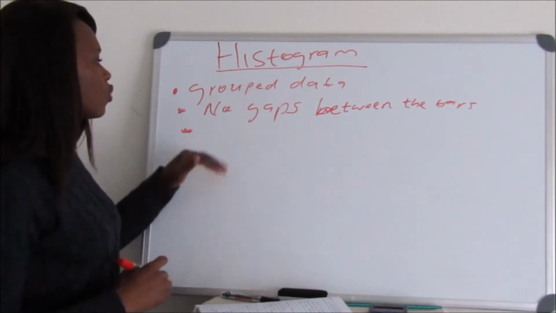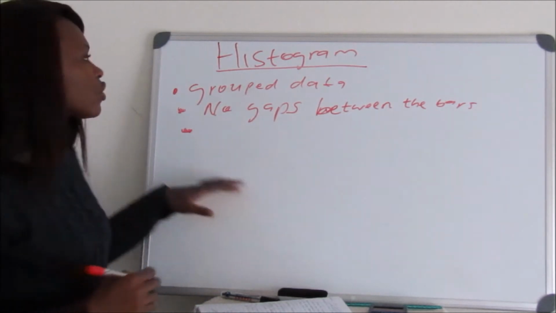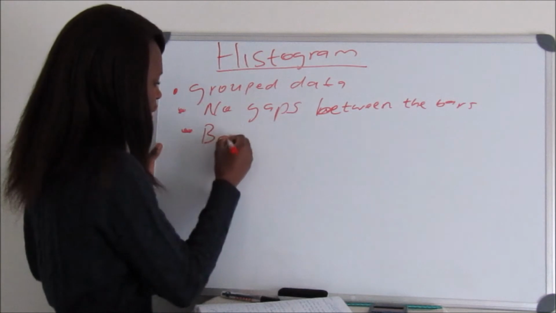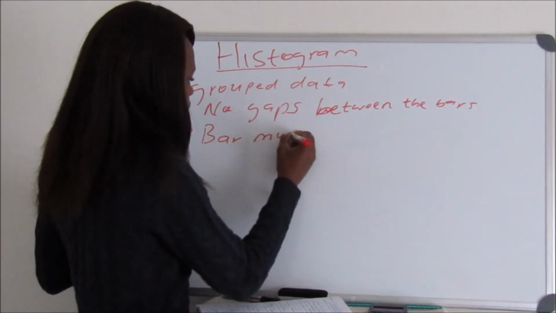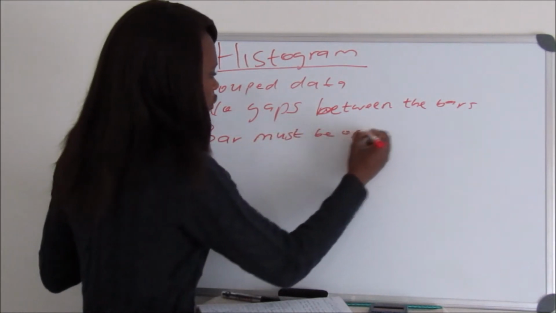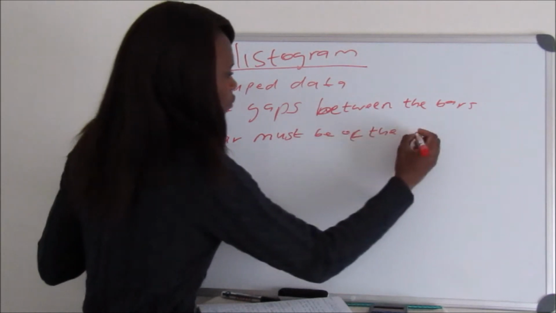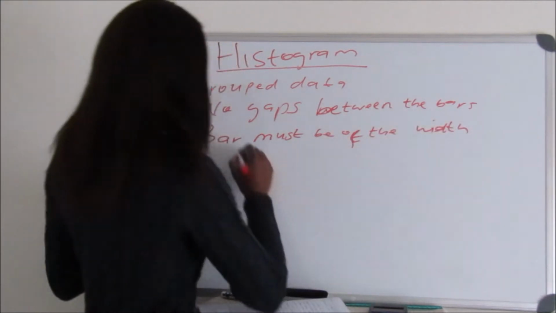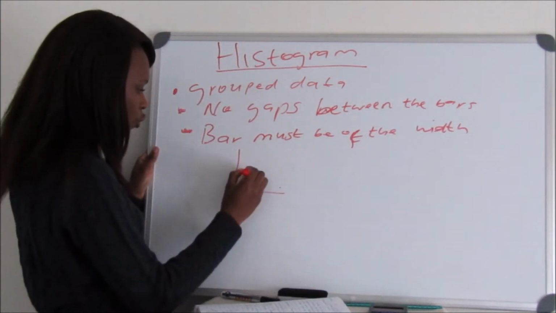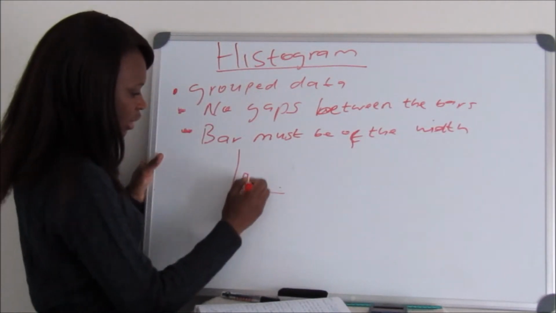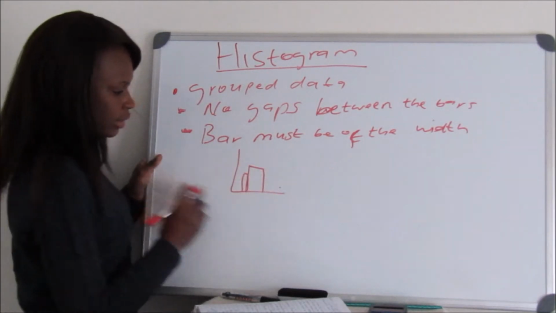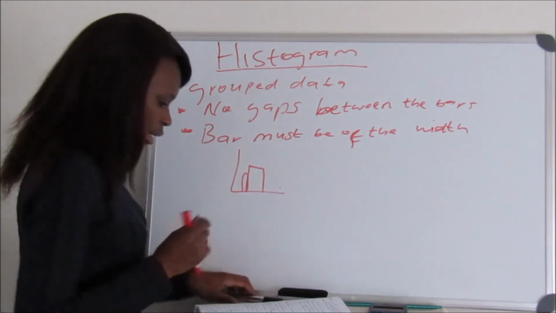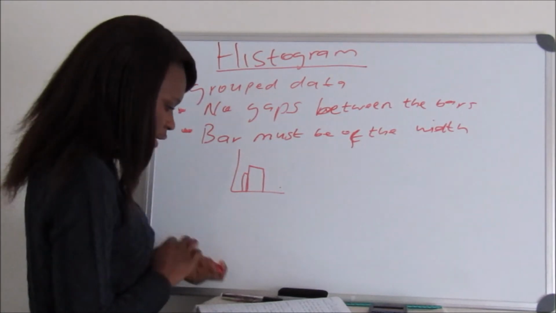Another thing that you must also take into consideration when you are constructing a histogram is that the bars must be of the same width. That means you are not allowed to draw a bar of this size and then the next one becomes like this. This is not allowed. They must all have the same width when you are drawing the histogram.